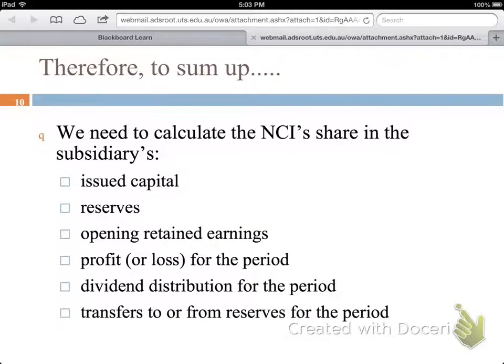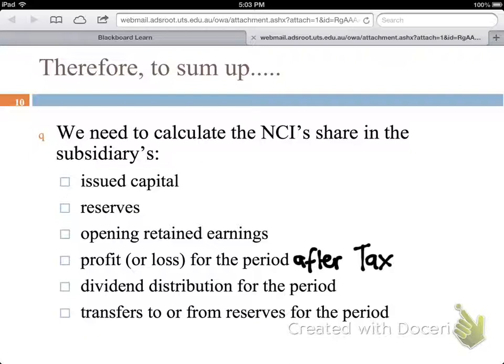So what are we going to do? Well, our objective is to calculate the non-controlling interest proportionate share in all the equity of the subsidiary, such as issued capital, reserves, opening retained earnings, profit for the year. Of course, here what you're using is profit after tax, not before tax. Dividend distribution for the period, so that could be dividends paid or dividends declared, and transferred to and from reserves for the period. Note all of these accounts here.